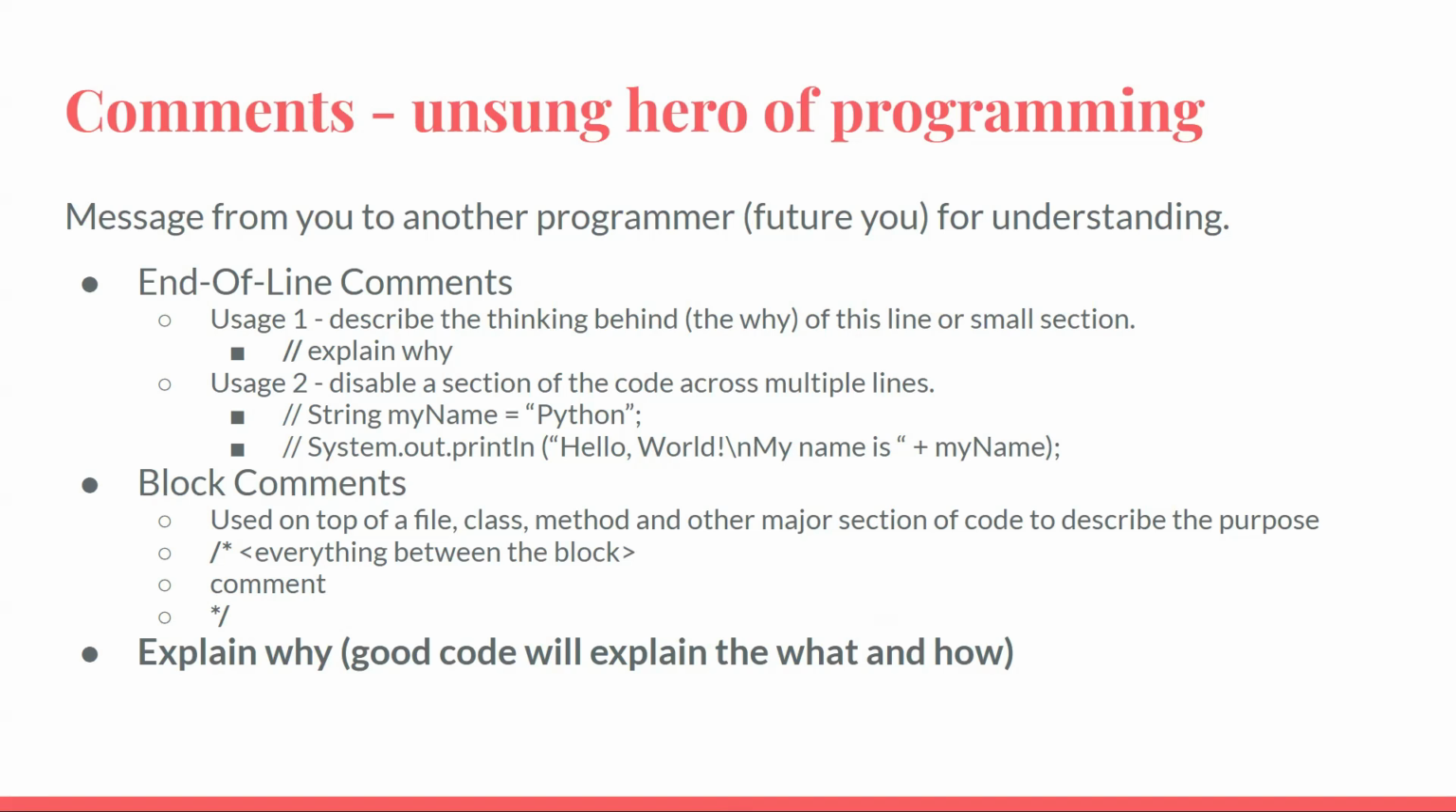There are two types of comments, the end of line and the block comments. The two slashes together indicate the start of the end of line comment. Everything after the slashes will be ignored by Java until the start of the next line. There are two common usages for the end of line comment. The first usage is to describe the thinking behind this line or this small section. Usage 2 is to disable a section of the code across multiple lines.